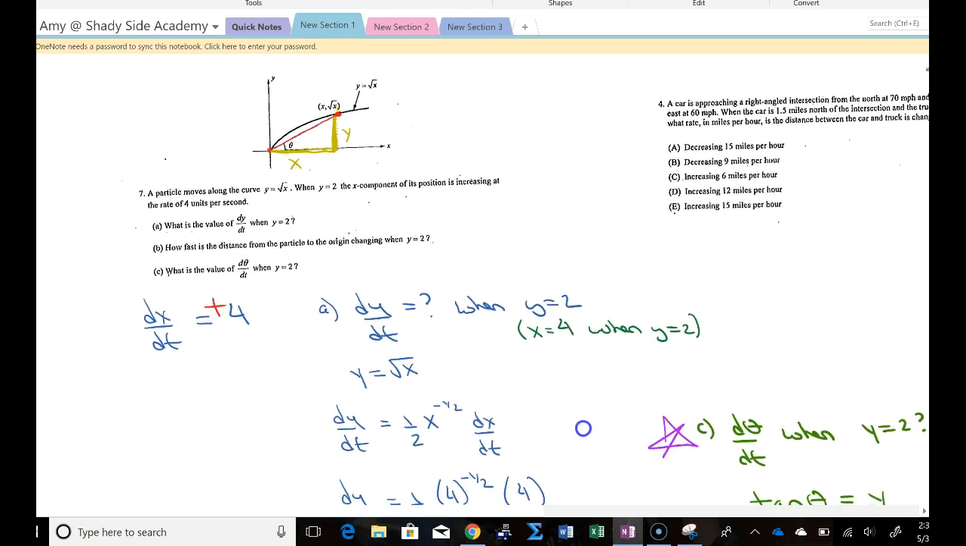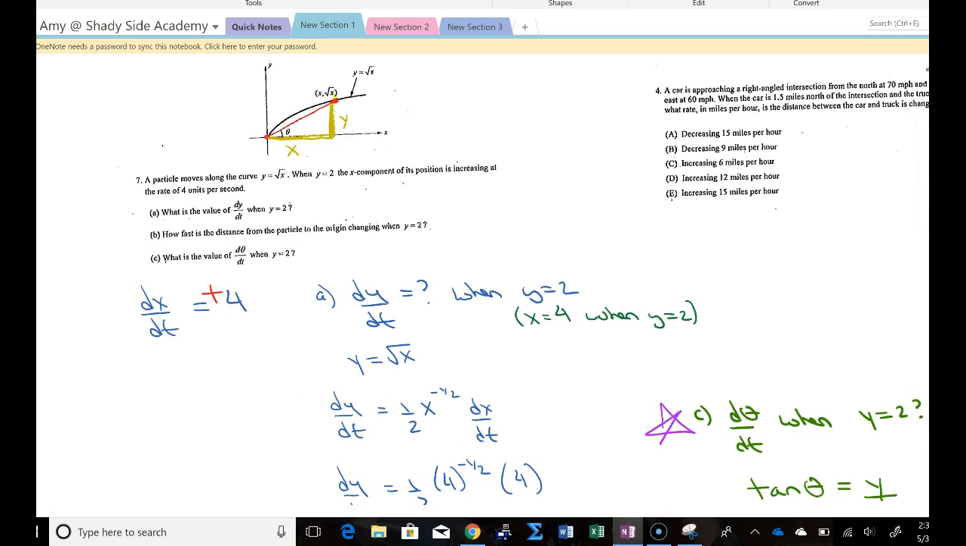Okay, so in my estimation, I think these 2 are probably the most juicy ones, number 7 in particular. Here it is, right here. A particle moves along the curve, and so on. What is the value of dy dt when y equals 2? So here's my setup: dy dt equals what when y equals 2?